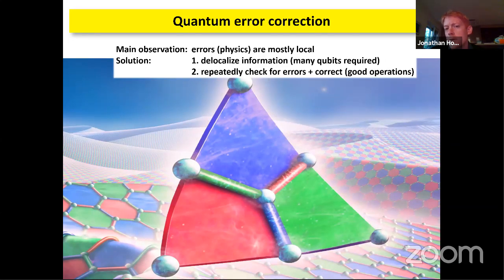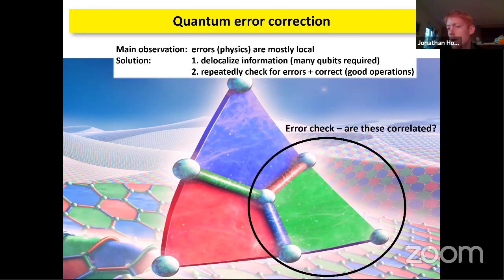But in checking, you have to make measurements, and we want to make sure that measurements don't destroy the quantum states that we have. So we make fairly local types of measurements, and we only look for correlations. We don't look for the individual outcomes of any one physical qubit, but rather we look: are they all the same, or are they all correlated in a certain way?